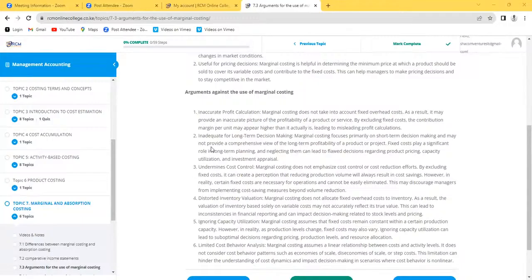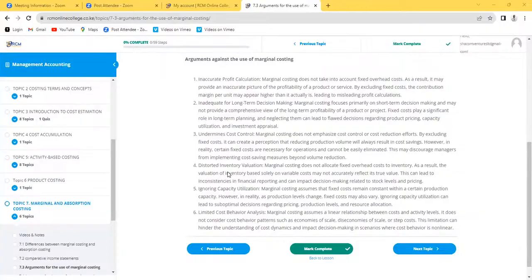Then, inadequate for long-term decision-making. Marginal costing focuses primarily on short-term decision-making and may not provide a comprehensive view of the long-term profitability of a product or project. Undermines cost control. Marginal costing does not emphasize cost control or cost reduction efforts. You are trying to minimize cost, but so long as you have the variable production cost, it considers only volume. It is only concentrating on the volume of output. It does not work towards minimizing the existing variable costs.